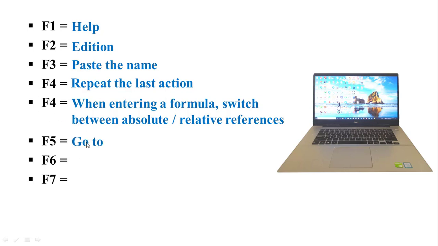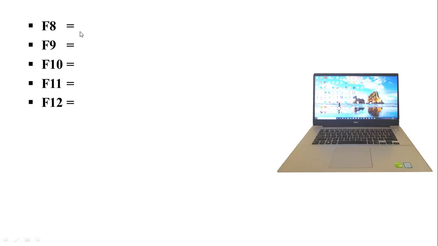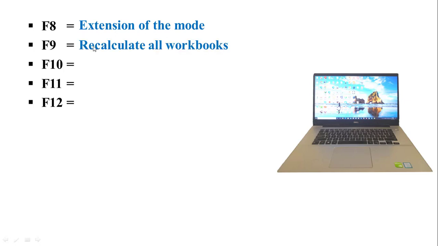F5, go to. You want to go to another place. F6 means next pane. You can use F6. F7, spell check. If you want to check any spelling, you can use F7. F8 means extend the mode. If you want to add something more, you can use this one for adding. F9, recalculate all workbooks. So you can use F9 to help you when you need this one.